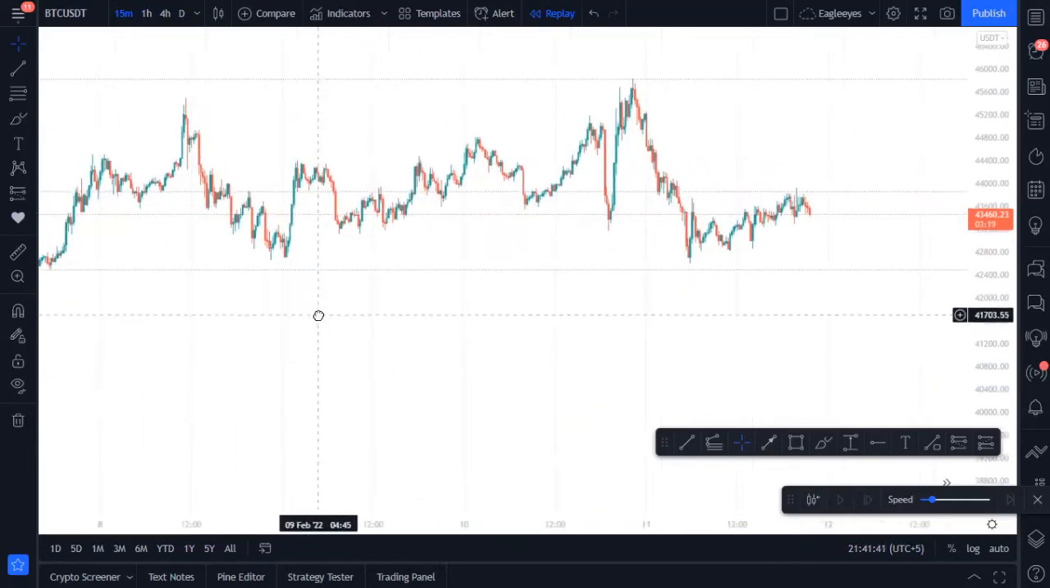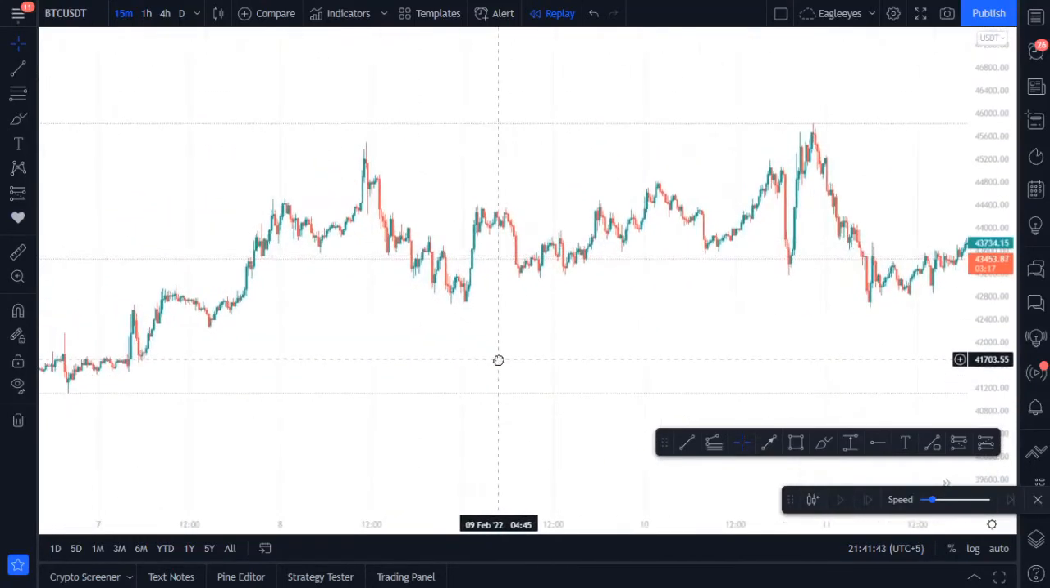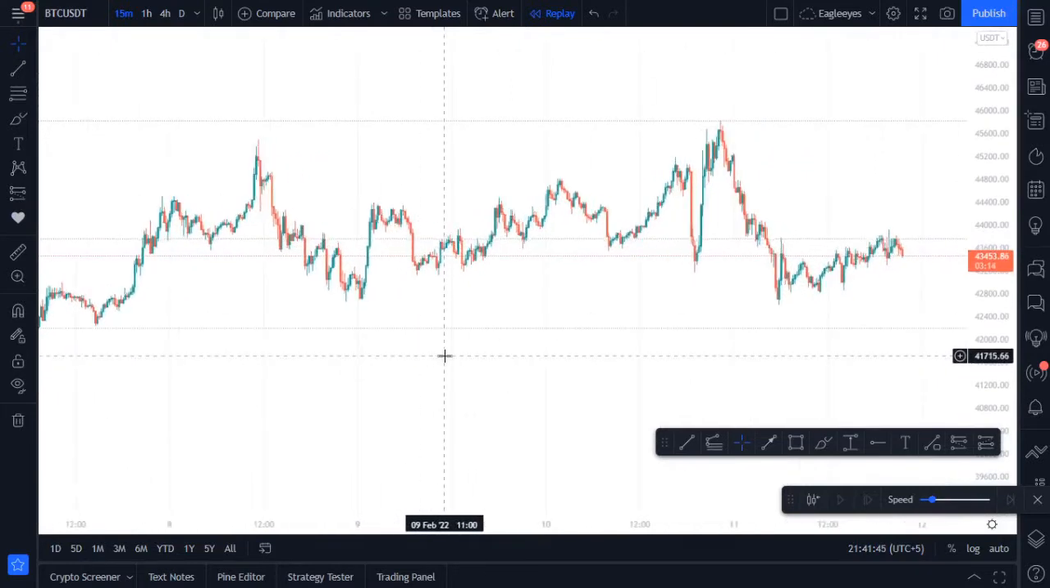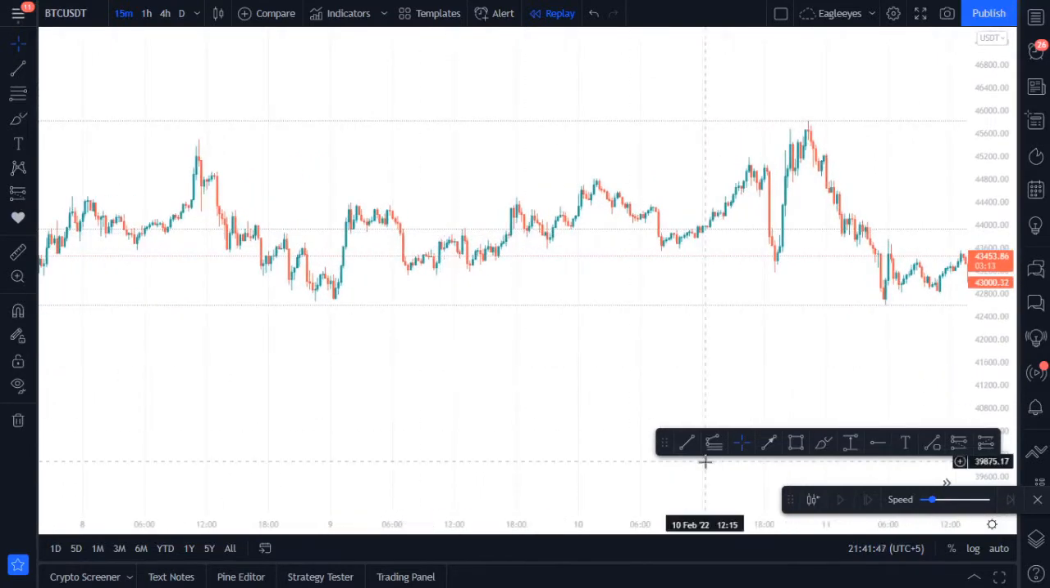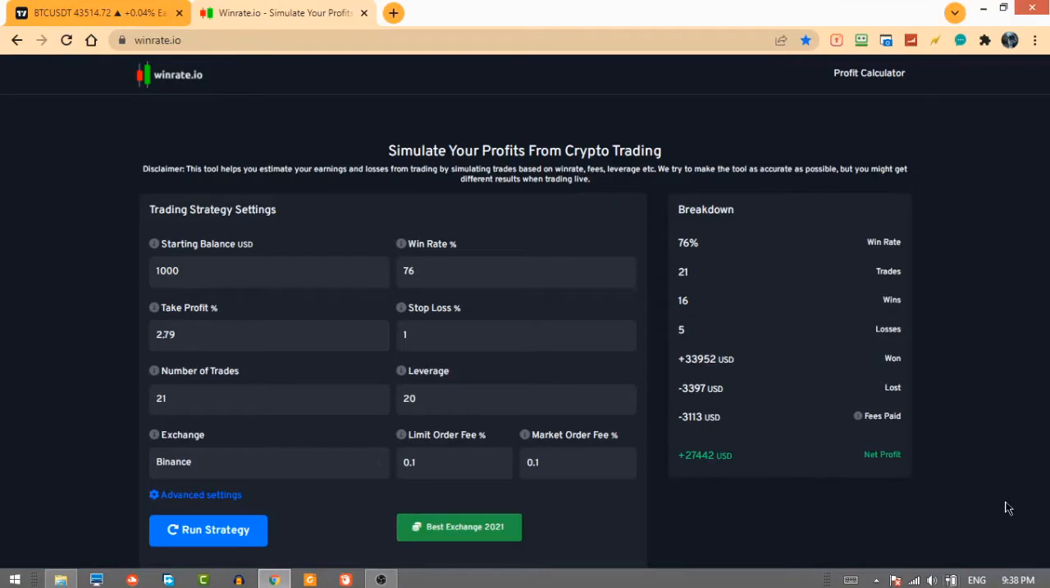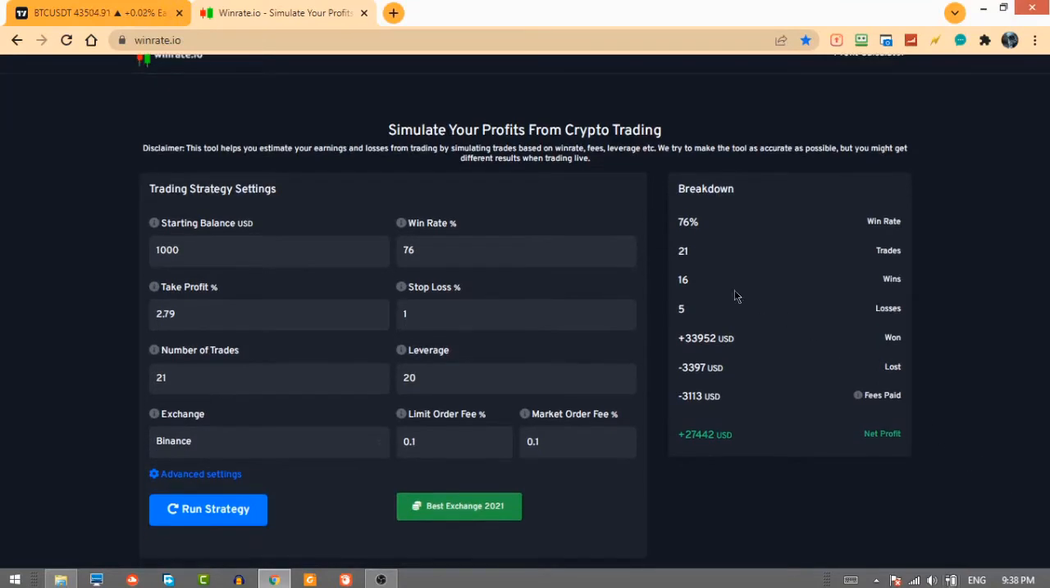Hello whale traders. Today we have a simpler whale strategy that has potential of giving you very high returns with less risk of loss. I have simulated this strategy using the replay function manually for 21 trades.